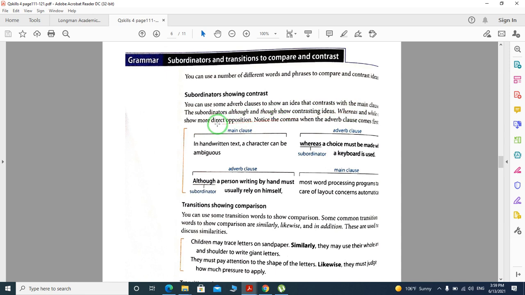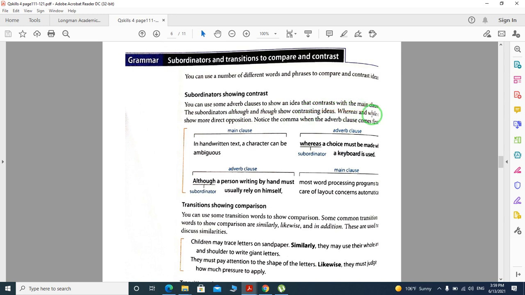Whereas and while are used to show more direct opposition. So although and though provide some concession, but whereas and while are direct contrast. So let's see. We can say, although he worked hard, he did not get good marks. Okay. So now there is a contrasting idea. If the person has worked hard, the expected result is that the person should pass with good marks. But here the opposite has happened. There is a contrasting idea. The idea is that the person has failed.